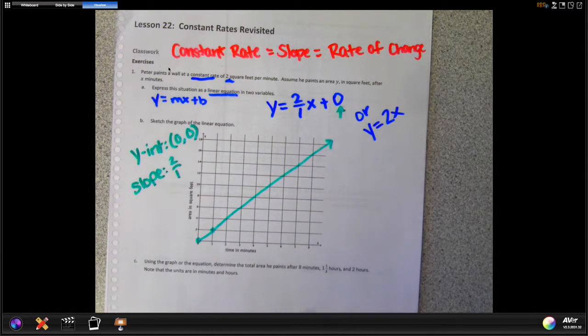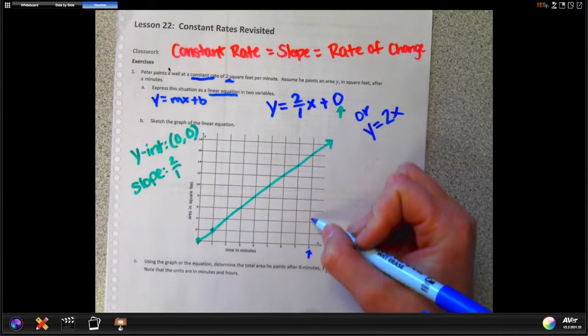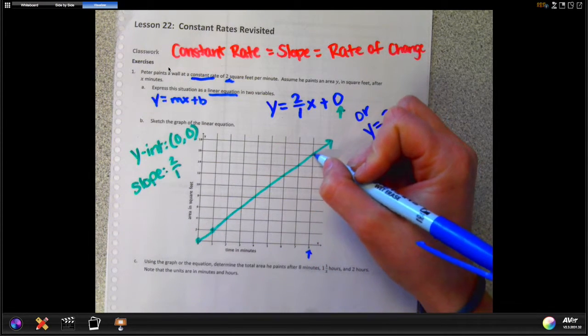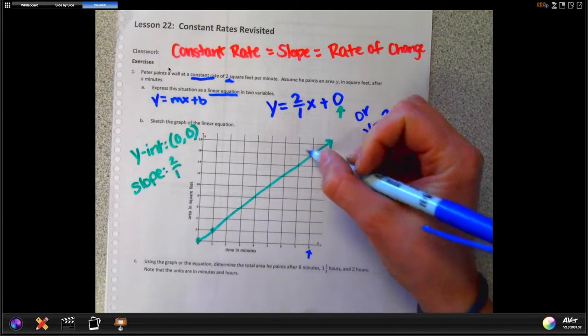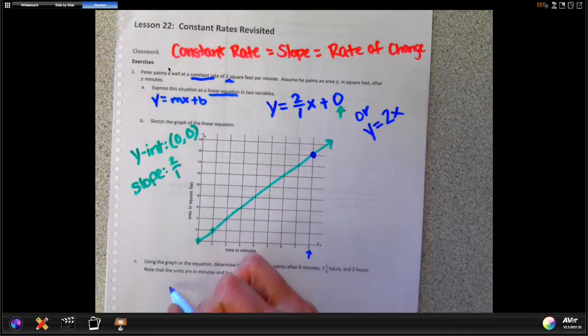Okay, so let's start with 8 minutes. If we look at our graph, 8 minutes is right here on our graph. So we can use just our graph, follow it up to our line here, and this is where it hits, and follow it over, and it tells us that for 8 minutes, he paints 16 square feet. And that was using our graph.